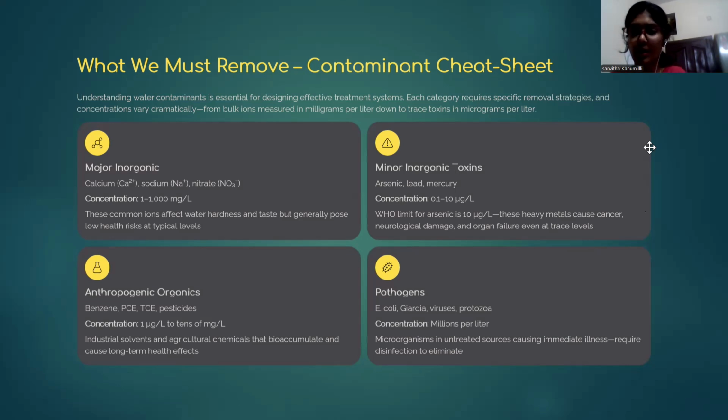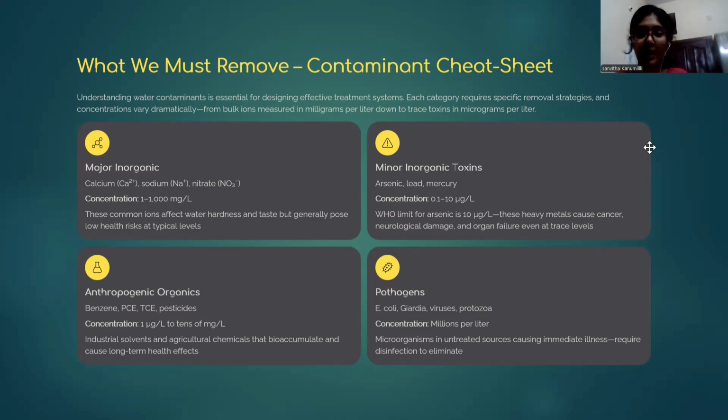And coming to the next one, minor inorganic toxins: arsenic, lead, and mercury. Concentrations of 0.1 to 10 micrograms per liter. The WHO limit for arsenic is 10 micrograms per liter. These heavy metals cause cancer, neurological damage, and organ failure even at trace levels.